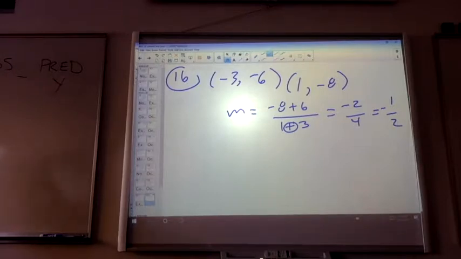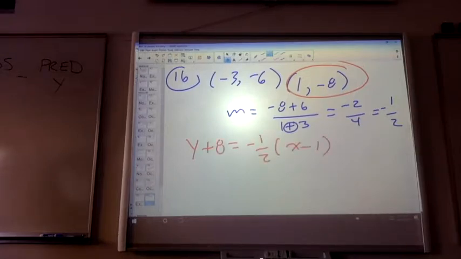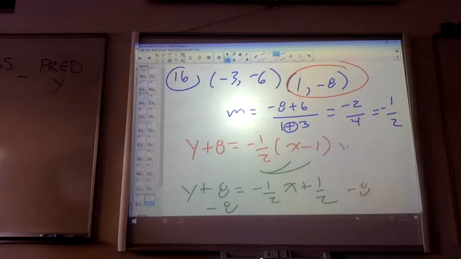All right, I'll pick this equation to use my point slope. So y plus 8 equals -1/2 x minus 1. And then we want to convert it to slope-intercept form. And subtract 8. Subtract 8. There you go.